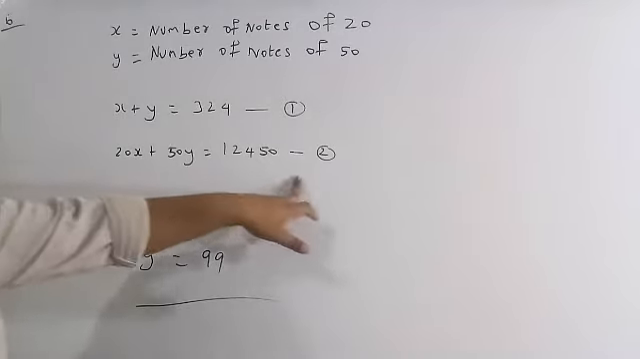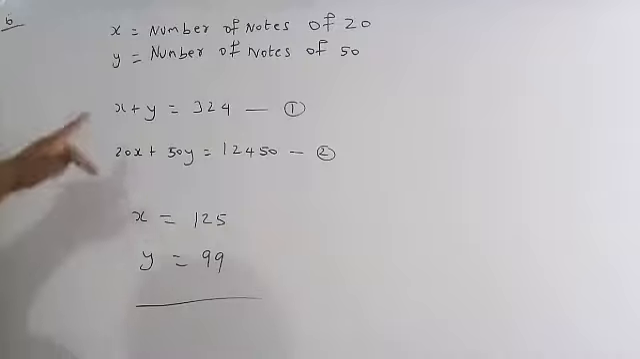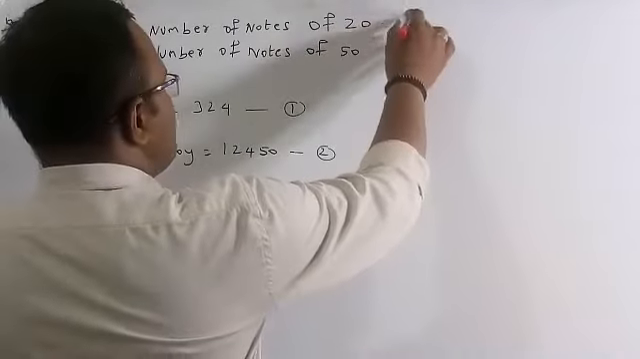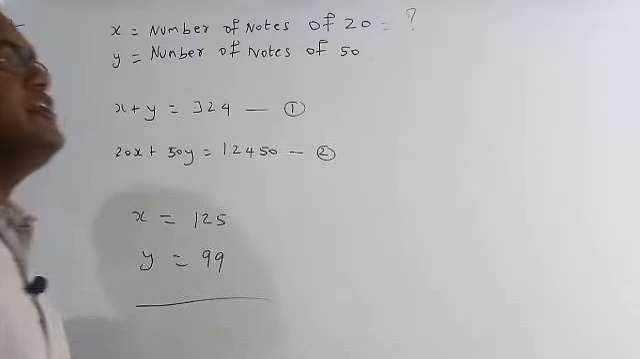And if you do this one, this is called the second equation. So now there are two equations with two unknowns, but in the question we need to find the number of notes of 20, which means only the x value we need to figure out.